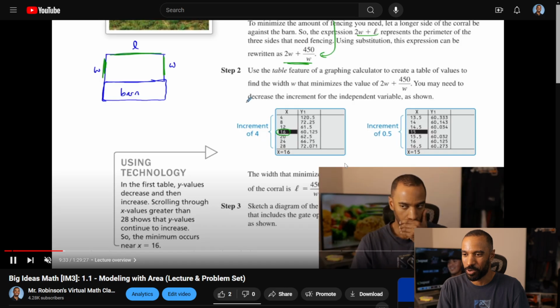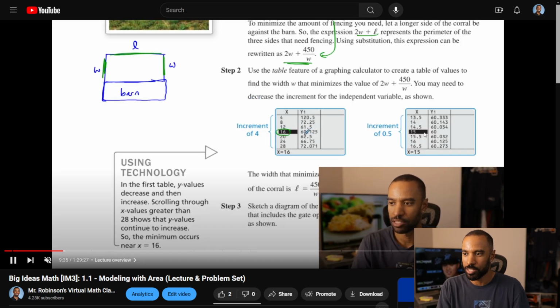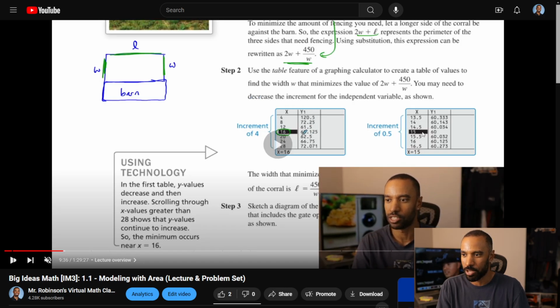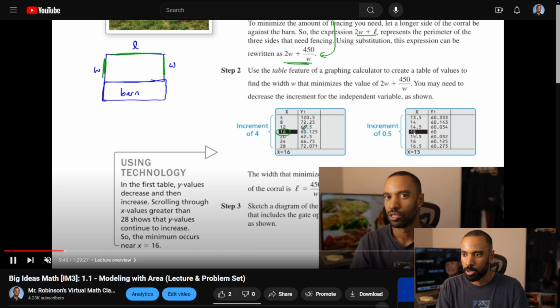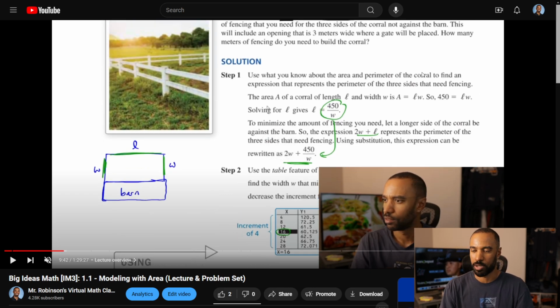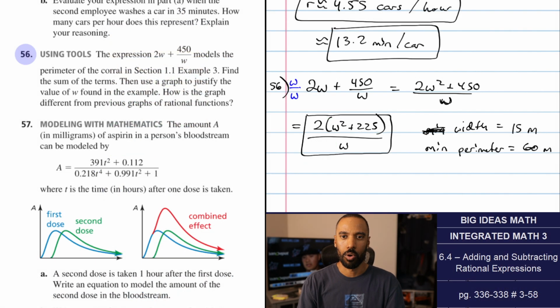Gotta pay bills in its own way. All right, so right here, I see this. 15 and 60. You guys see that one right there? The 15 and the 60 are right there. And that minimizes the width. So when x is 15, y is 60. That's the min. So that confirms what we were talking about before.